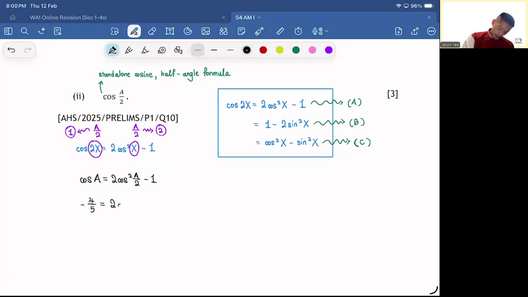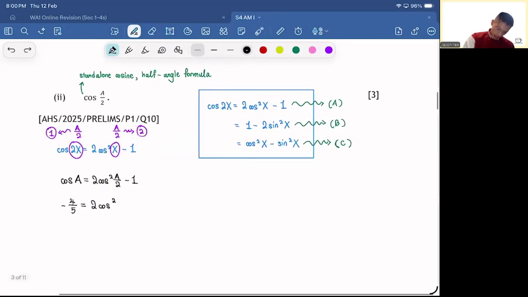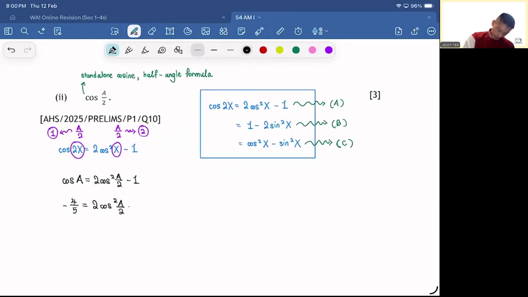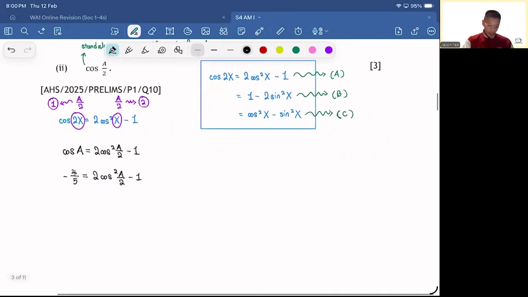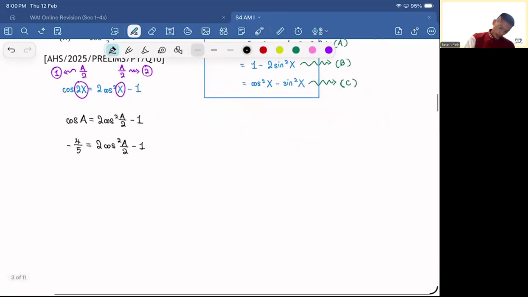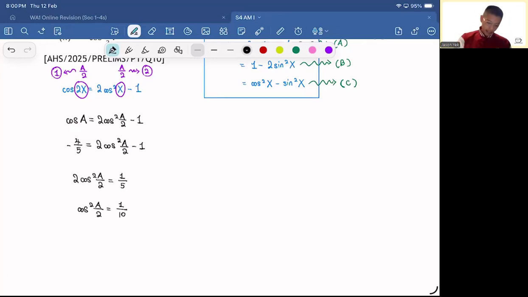I am merely just solving a pseudo-quadratic, like a fake quadratic equation with one variable. So what I can do is shift my 1 to the right. You know, the boring stuff. So I have 1 over 5, then I have cosine squared A over 2 to be 1 over 10. And then this one, maybe they want the exact form.